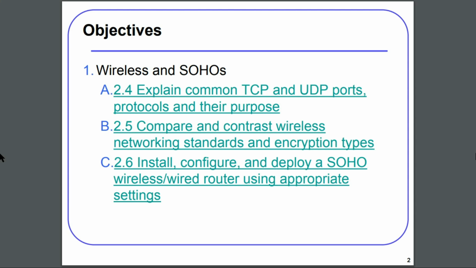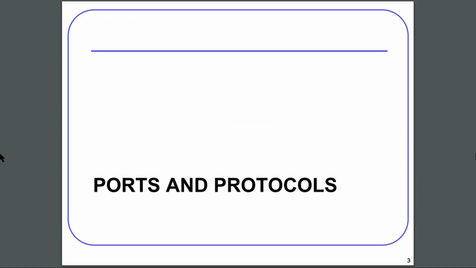So the objectives for this module are to explain common TCP and UDP ports, protocols and their purpose, and compare and contrast wireless networking standards and encryption types. Also, install, configure and deploy a SOHO small office network wireless wired router using appropriate settings. So let's check the next slide.